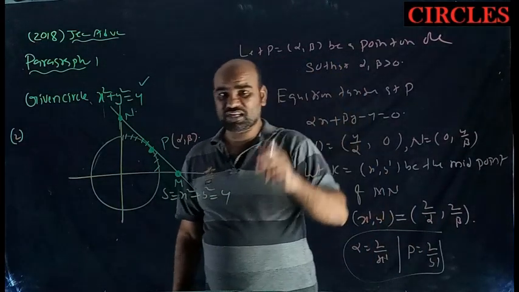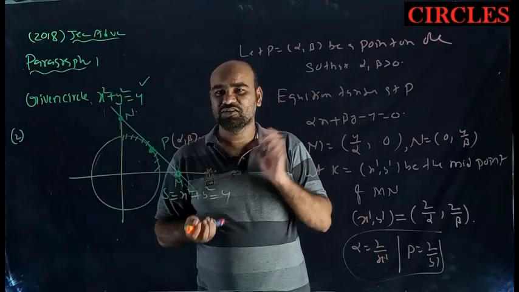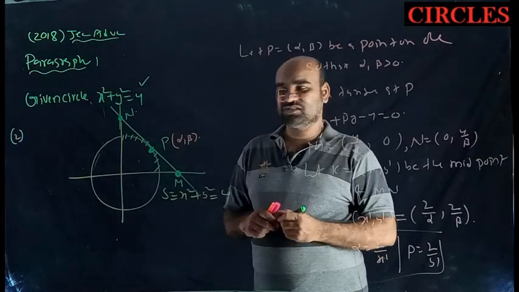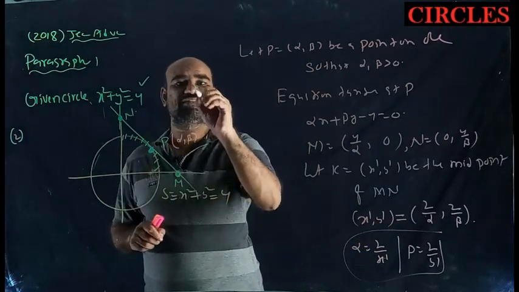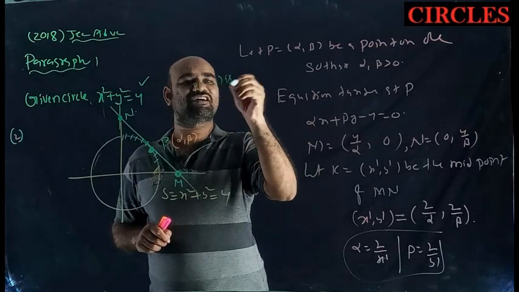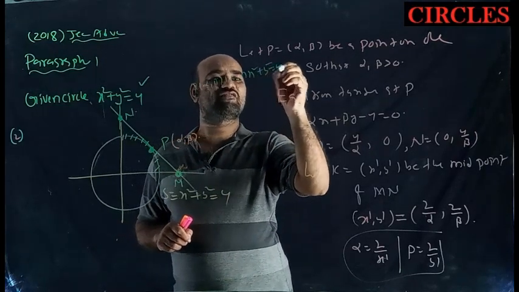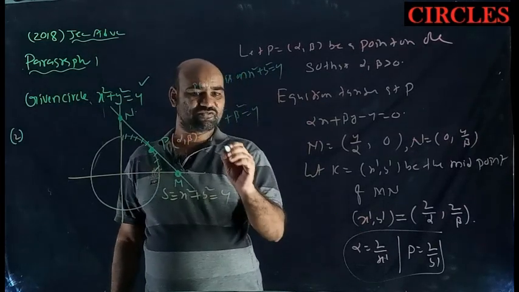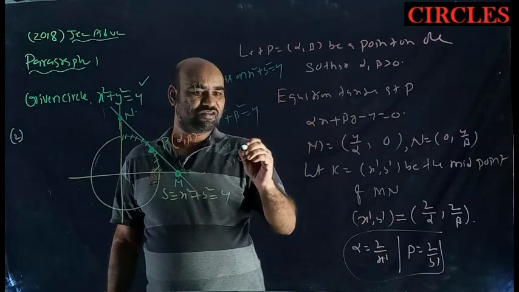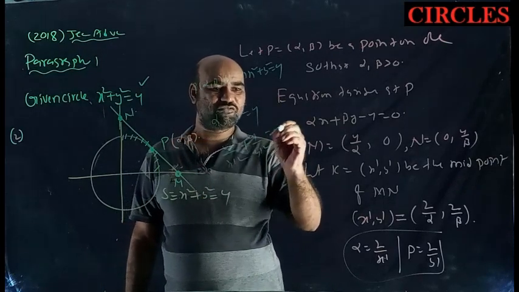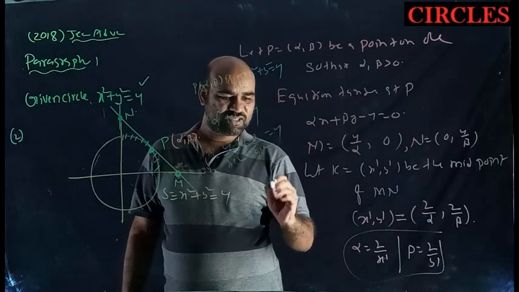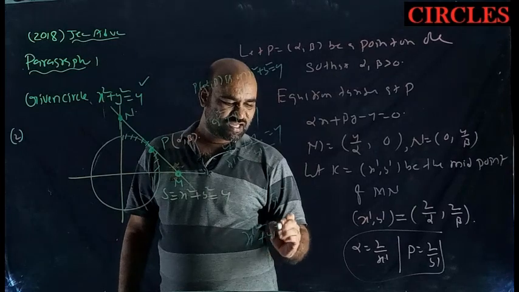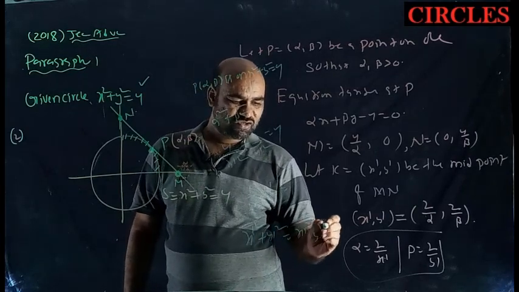Our intention is to create the relation between x dash and y dash, since we want to find the locus of the midpoint of the line segment MN. P alpha comma beta is on the circle x square plus y square equal to 4, meaning alpha square plus beta square equal to 4. So 4 by x dash square plus 4 by y dash square equal to 4. Directly, 1 by x dash square plus 1 by y dash square equal to 1, or x dash square plus y dash square equal to x dash square into y dash square.